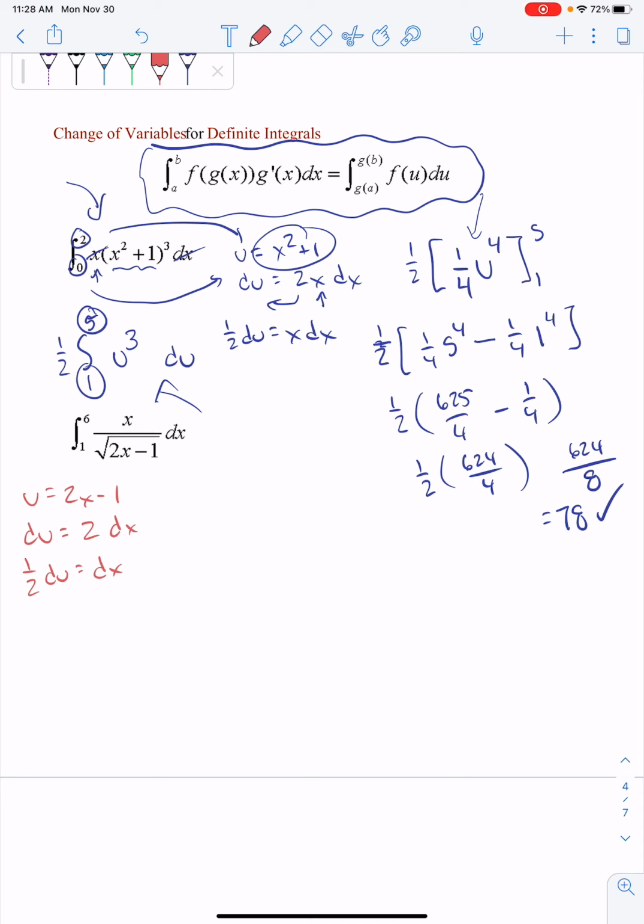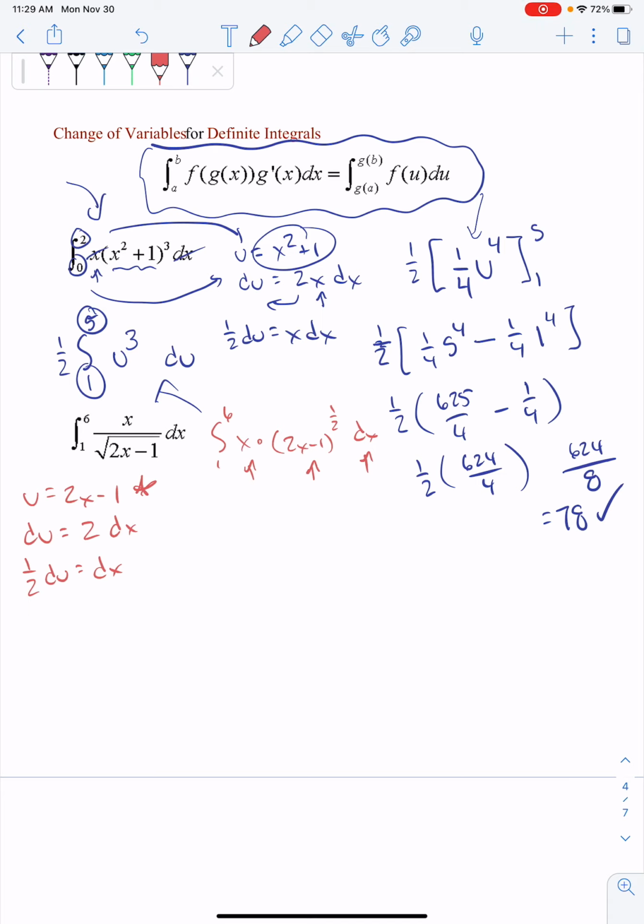That almost takes care of everything, except I have this problem. If I rewrite my integral, 1 to 6, this is x multiplied by (2x minus 1) raised to the half, dx. So I have my 2x minus 1 and I have my dx. What I don't have is an x value. So I've got to take my u function and solve it for x so that I can get rid of that x.